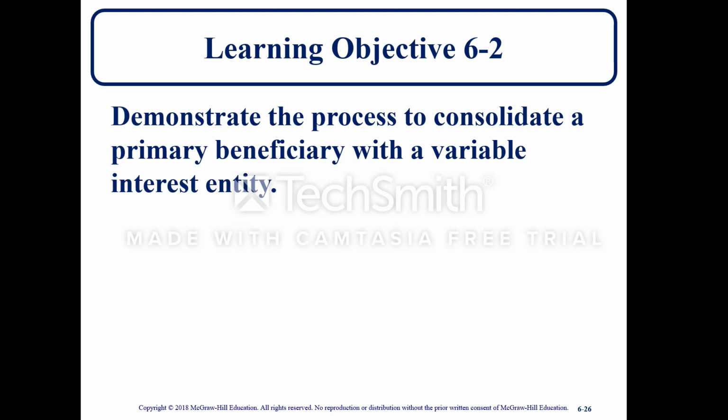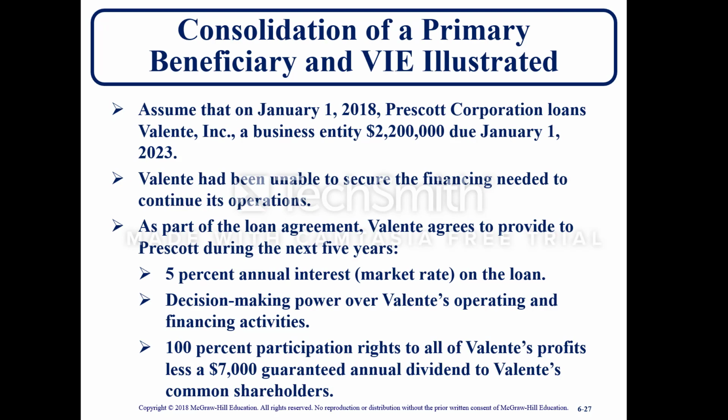Learning objective 6-2: demonstrate the process to consolidate a primary beneficiary with a variable interest entity. Now that we've gone over what a VIE is, what a primary beneficiary is, and an example of a VIE and a primary beneficiary, we're going to discuss how to consolidate the two. Consolidation of a primary beneficiary and a VIE illustrated.